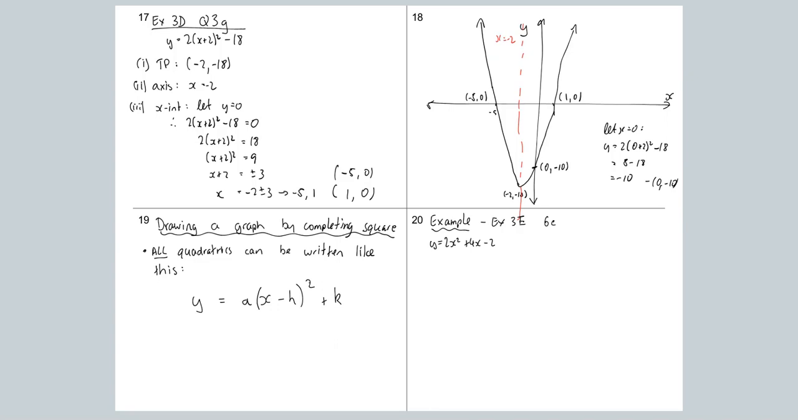Okay, so if you remember that in a base graph, the turning point is 0, 0, then the fact that this translates it across and this translates it up and down means that h and k becomes the brand new turning point. So the turning point, h comma k, is where the turning point will end up being. So that's why this is called turning point form.